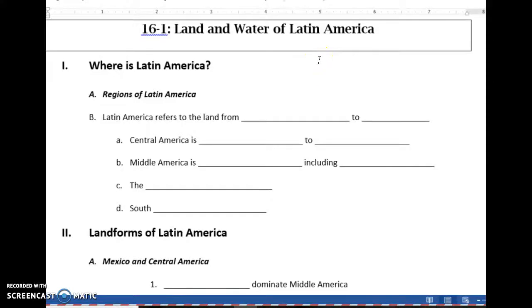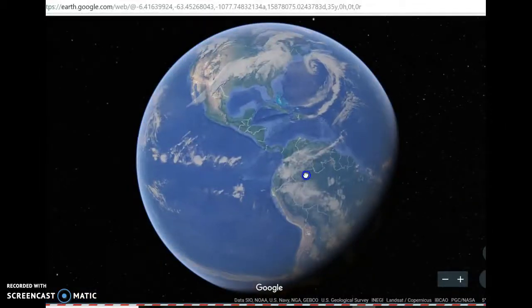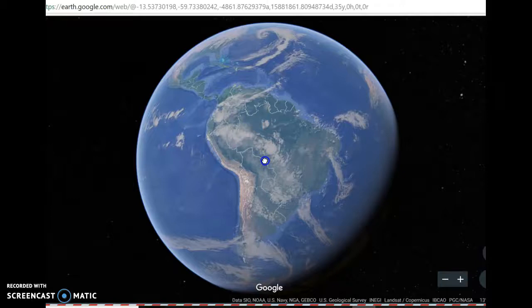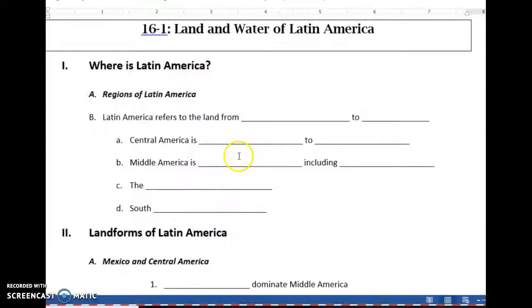This is Chapter 16, Lesson 1, Land and Water of Latin America. As I told you at the very beginning, there are regions of Latin America, and these regions overlap a little bit. So Latin America is from the border of the United States and Mexico through Central America, including the Caribbean islands, all the way down to the tip of South America. So Latin America is a large region that is united by language and by culture.